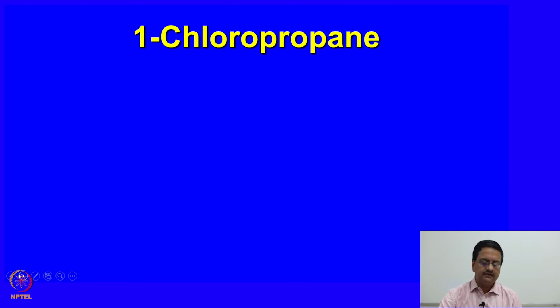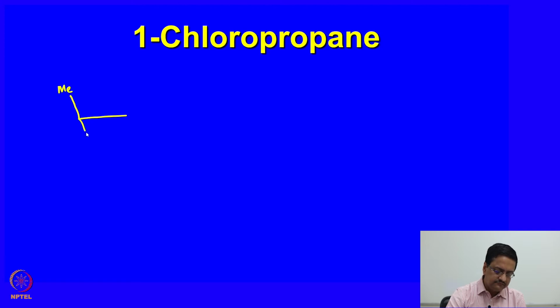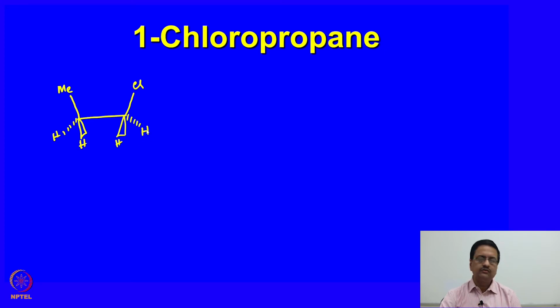Now let us see the example of 1-chloropropane. Here, instead of butane, you have 4 atoms, 3 carbons and 1 chlorine. So we can draw the molecule in this manner. Methyl, the hydrogens. Then you can have the chlorine instead of a methyl group there, and then you have the 2 hydrogens present on this carbon. So this is 1-chloropropane.